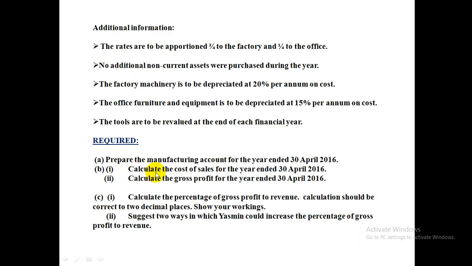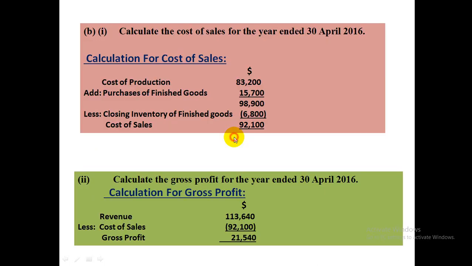Let's look at the second requirement, which is cost of sales portion. Cost of sales is calculated by cost of production plus purchases of finished goods. Because there is no opening inventory of finished goods, it will not be taken. Otherwise, we can take the finished goods opening inventory here to finally calculate the total amount for this calculation. Closing inventory of finished goods is to be subtracted from this answer. These two are added. We got this answer. Closing inventory subtracted and we got cost of sales for Yasmin. Requirement B part 1 is done.